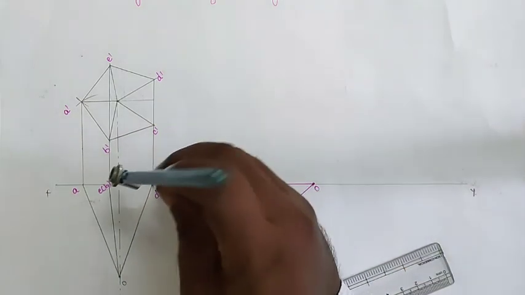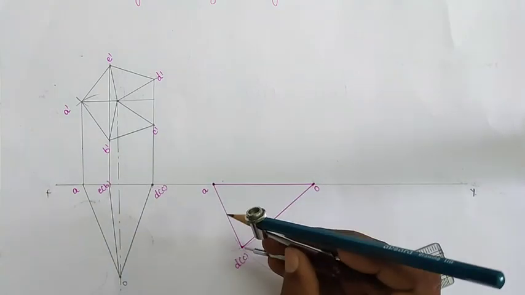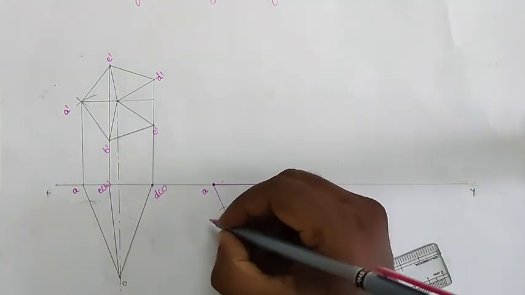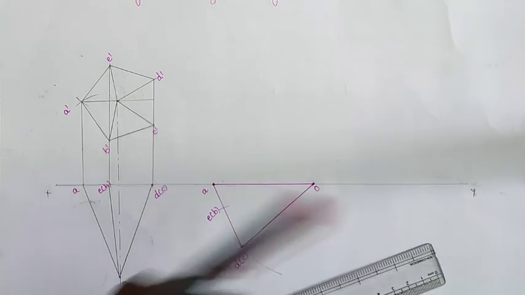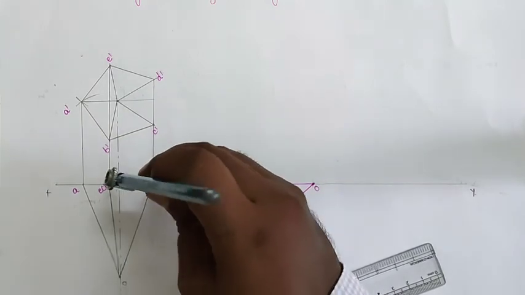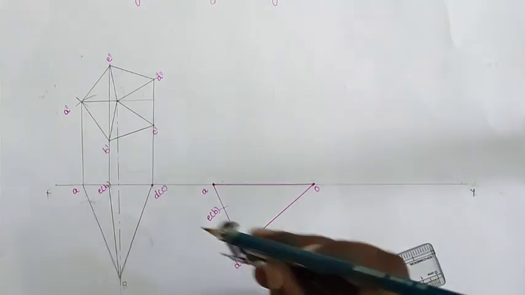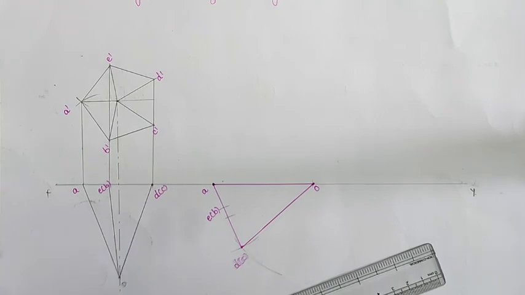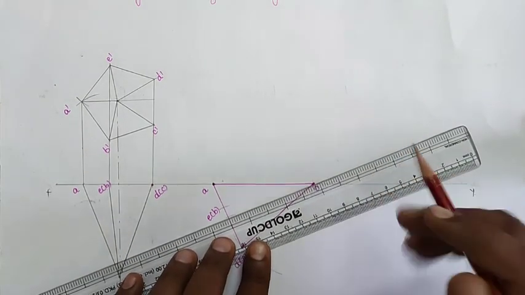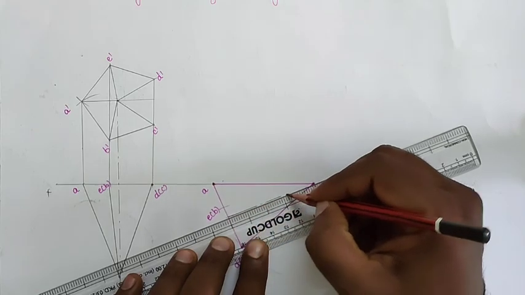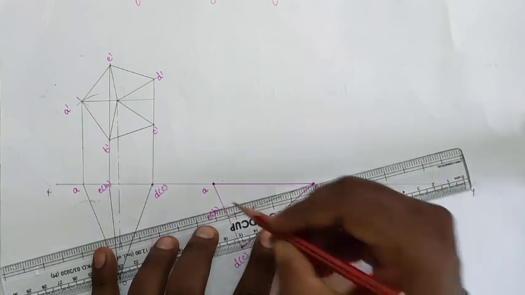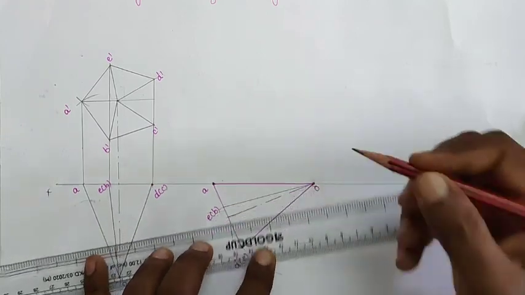By measuring the distance from C to E, we can locate that point also, E comma B, in the second top view. And you can locate the axis line also. By measuring the distance from this point to this point, we will draw the axis line here. So this is our required second top view of our diagram.